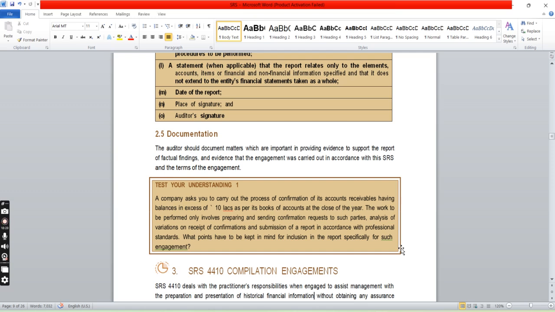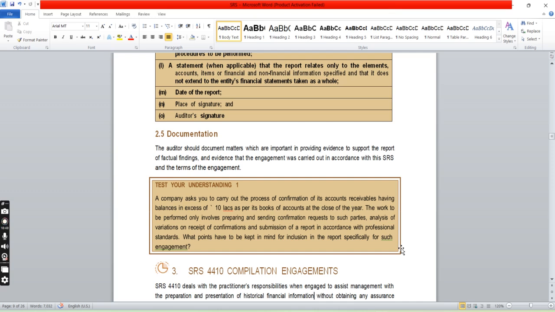Now, obviously, we need to document certain things. The auditor shall document matters which are important in providing evidence to support the report of factual findings, and evidence that the engagement was carried out in accordance with this SRS and the terms of engagement. A company asks you to carry out the process of confirmation.